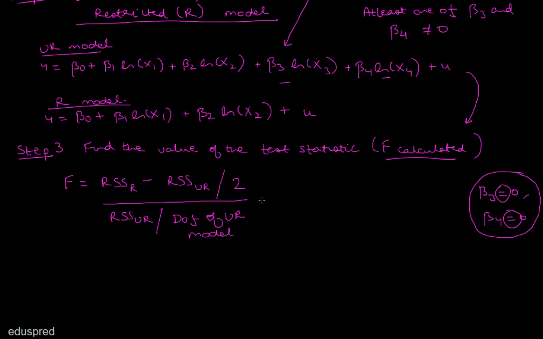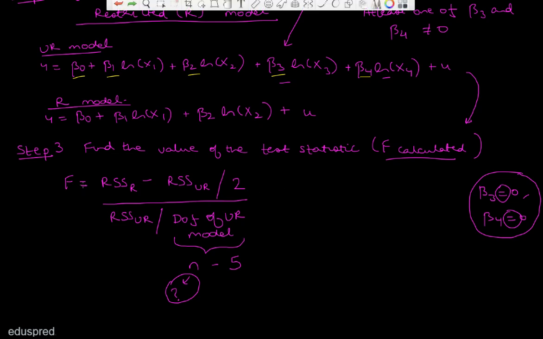Well, in this question we do not know the exact sample size, so I cannot write an exact number over here, but I do know that the degrees of freedom of the unrestricted model is sample size, which is n, and we do not know any value of n over here, so I'm just going to write n, minus the total number of parameters that are there in the unrestricted model. So how many parameters do we have in the unrestricted model? Well, 1, 2, 3, 4 and 5. So the degrees of freedom that the unrestricted model has is actually n minus 5. Once again, I cannot write a particular number over here because we are not given the sample size in the question.